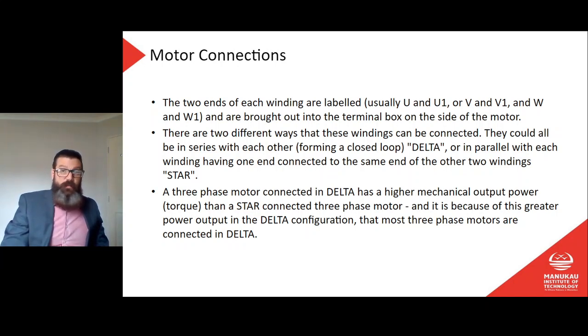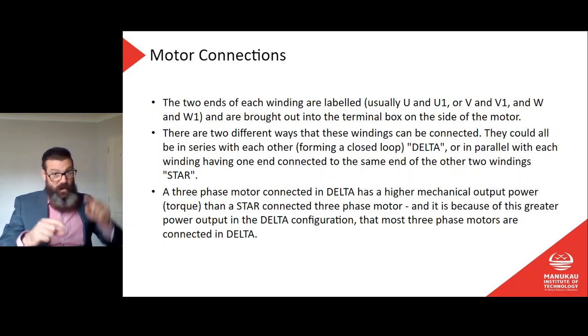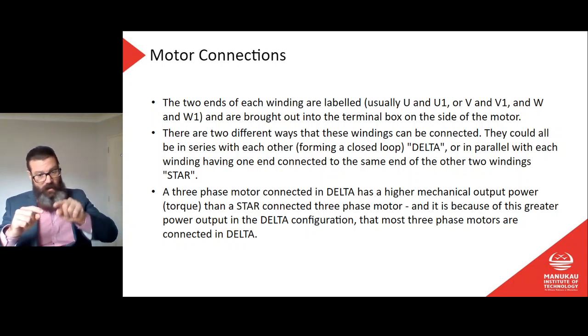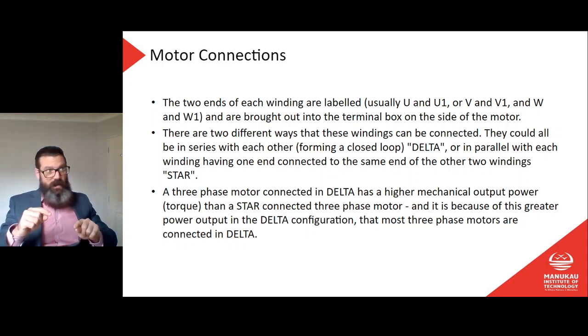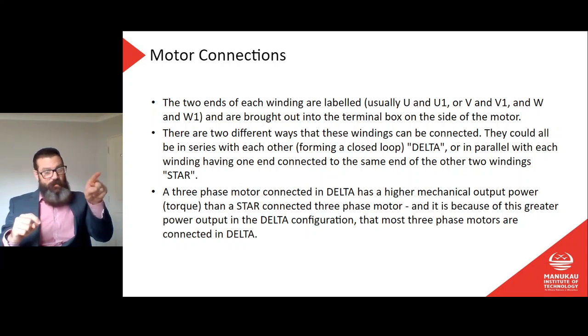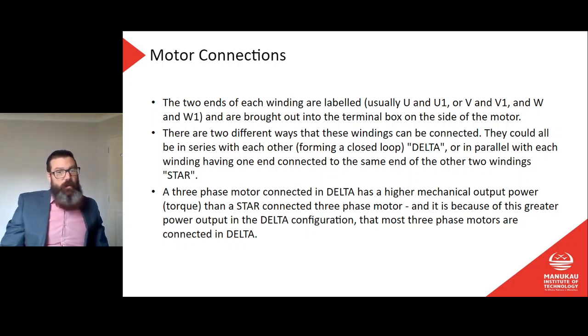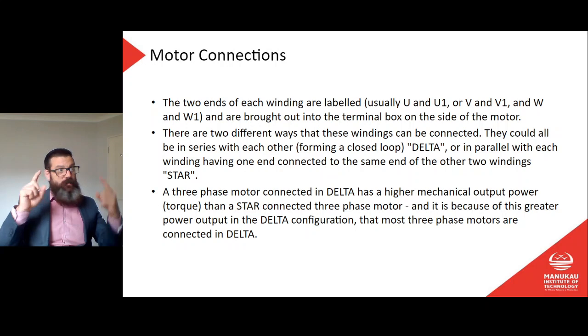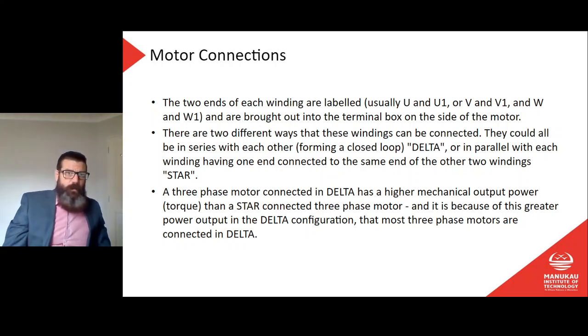There are 2 different ways that these windings can be connected. They could all be in series with each other, forming a closed loop. That's delta. So end of one winding to the start of the next one, end of that winding to the start of the next one, and that forms that triangle. We call that delta. Or they may be in parallel with each other, having one end of every winding connected together to one point, and then the start of each winding connected to our phases coming in. That would be star. We've talked about delta and star in relation to transformers. This is no different. This is just the connections inside the motor.